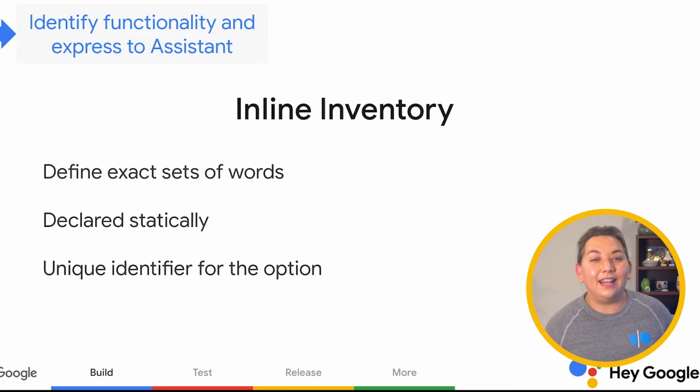You'll need to define the exact set of words in the inventory that you want the system to look up in your user's requests. These options are declared statically in your app's configuration. A unique identifier for the option is received at runtime as a parameter of an incoming BII. Let's walk through how this is done.